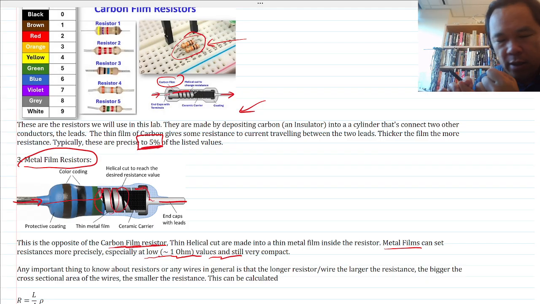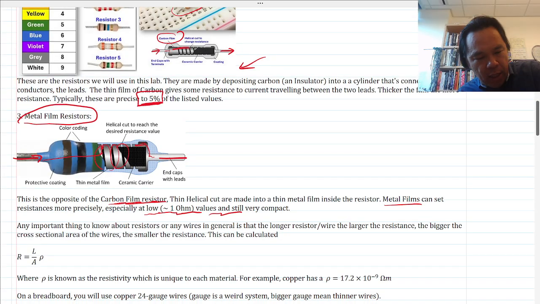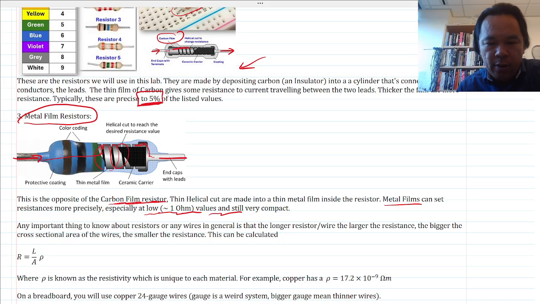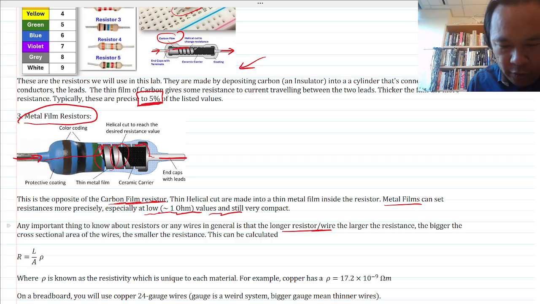Okay, so before we start using Ohm's law, we should probably think about how physically these resistances come about. This is something you probably learned in your general physics class, but let's just review it real quick. In general, resistors or any wires still have some resistance in them. The longer the resistor or wire, the bigger the resistance.